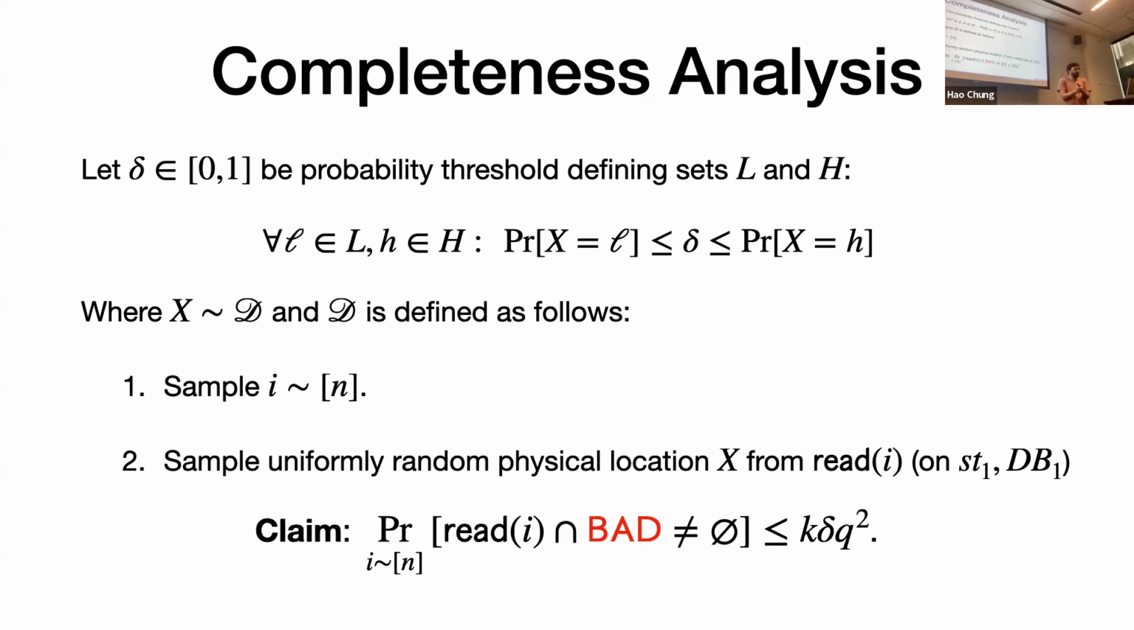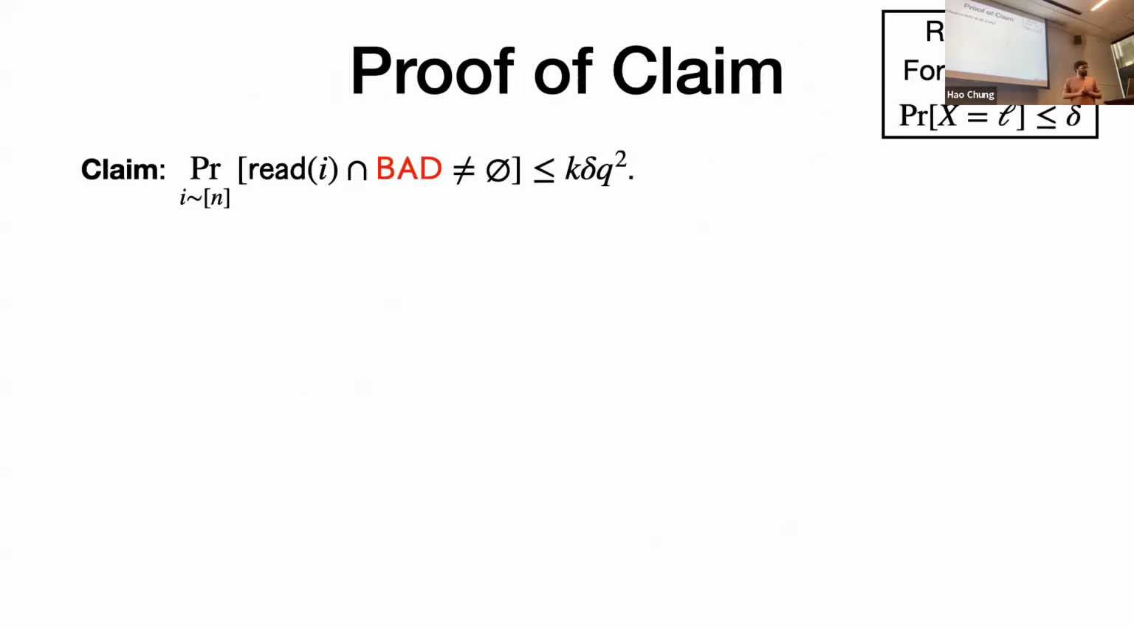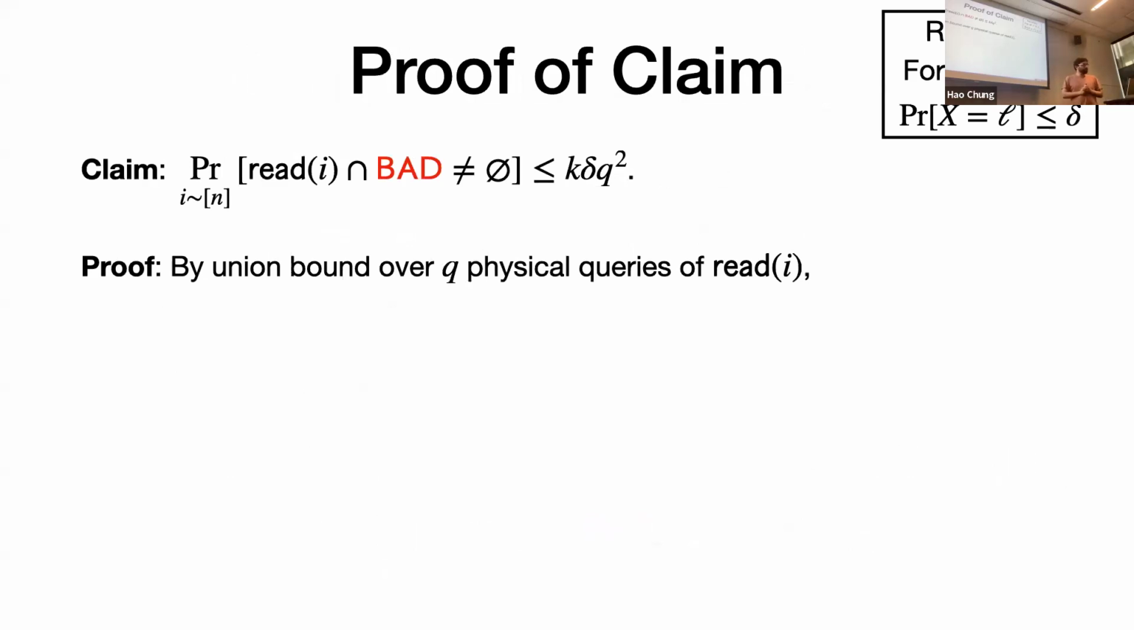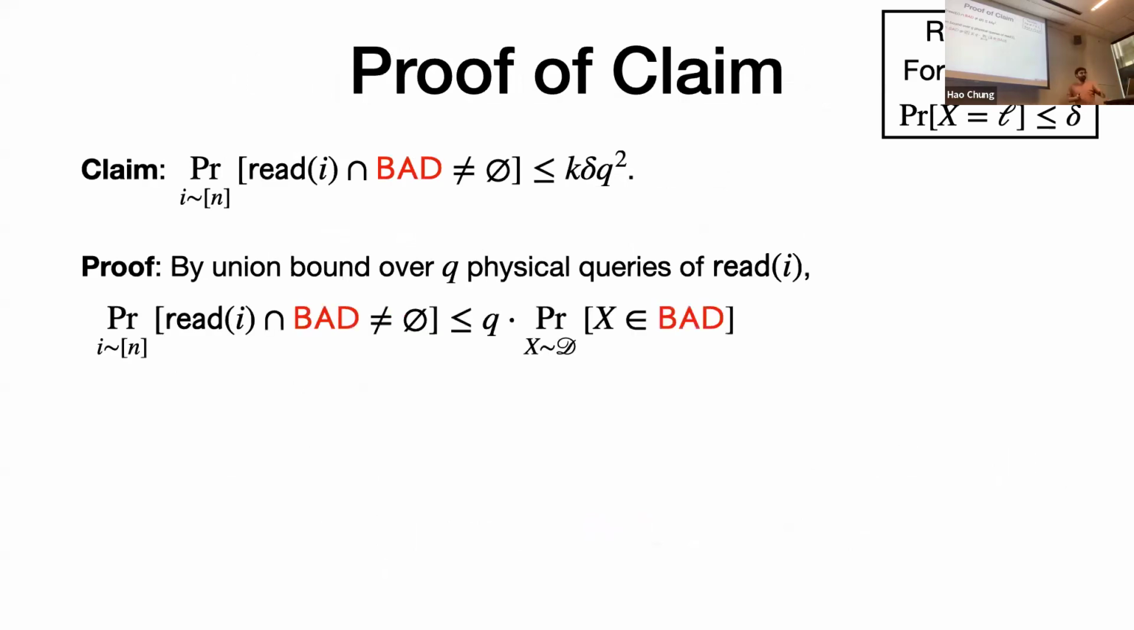And I'm going to claim that the probability of Bob's read being bad, in other words, touching anything in bad, is at most this quantity k delta q squared. Okay, how do I do it? So first, we're going to union bound over the q physical queries that happen in the read to i. So this probability is going to be at most q times the probability that x is in bad, where this is by construction of the distribution D that we defined.